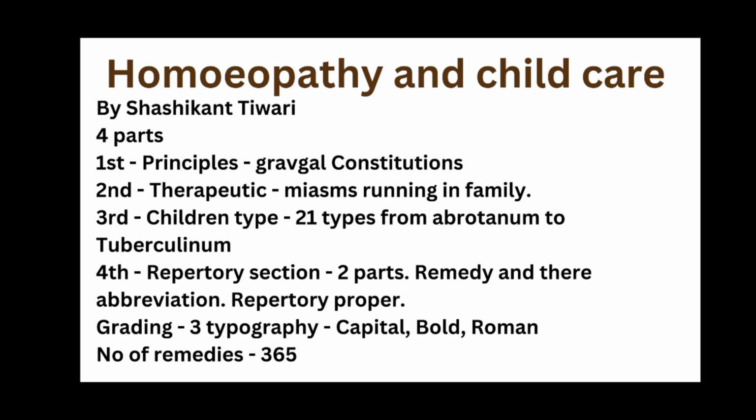The third part contains children types. There are a total of 21 types of children explained, from abrotanum to tuberculinum. Next is the fourth part, which contains the repertory section. The repertory section has 2 parts: remedies and their abbreviations in the first part, and the repertory proper in the second part. 3 gradings or 3 typographies are used: capital, bold and Roman. The number of remedies used in this repertory is 365.